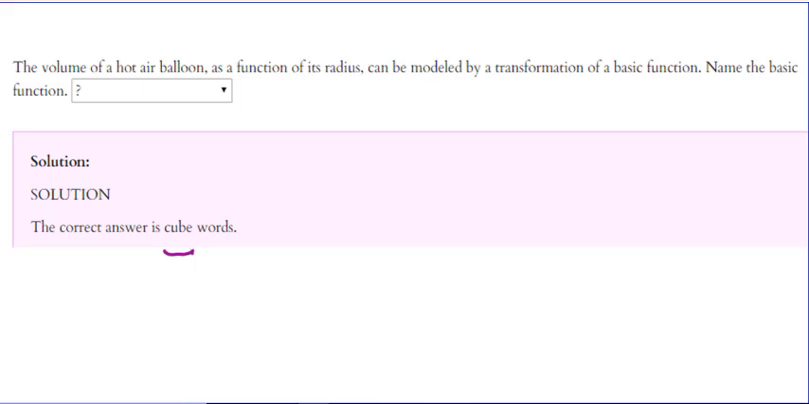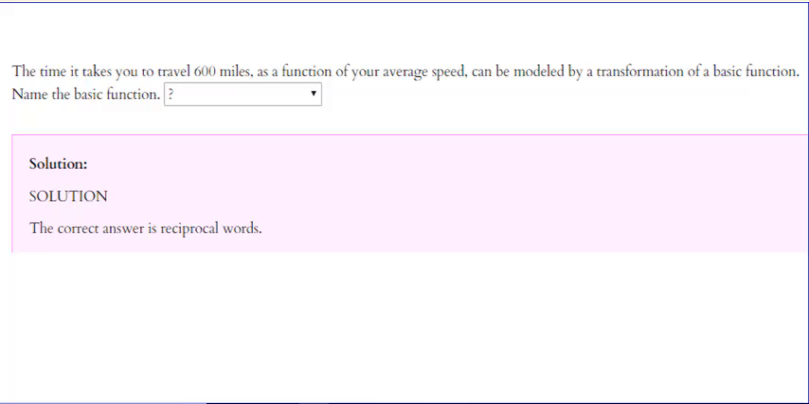All right. The time it takes you to travel 600 miles as a function of your average speed can be modeled by the transformation of a basic function. And that would be the reciprocal. There's no way on God's green earth I would have got that. I would have put linear. But so there, that's why I'm giving you the answers on these.